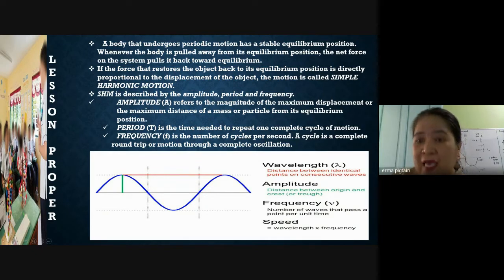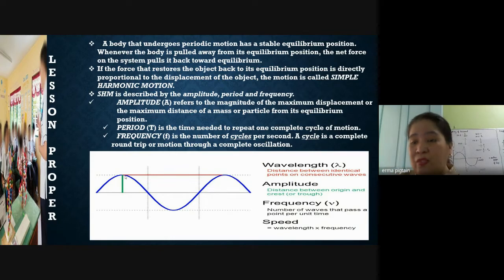Yan ha. So itong tatlong to yung pinaka-importanteng bagay na pwede natin gamitin for us to describe the simple harmonic motion. But aside from that, also we have the wavelength. Yung wavelength, class, distance yan from crest to crest or trough to trough. Okay? So again, ha, distance ito, pag sinabi nating wavelength, distance between identical points. Pag sinabi nating identical points, kung crest yung reference point mo, dapat crest din yung magiging endpoint mo.